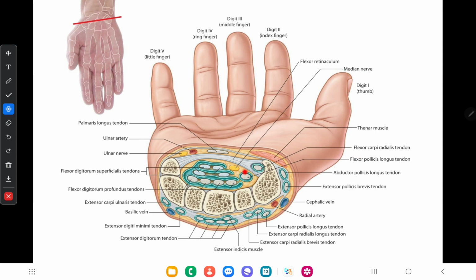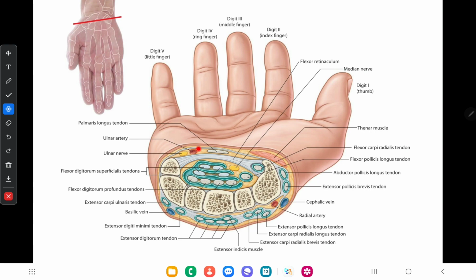Those long flexor tendons are also covered by their own synovial sheaths. You can see in blue color lines their own synovial sheaths and those tendons. But you have to remember that the palmaris longus tendon is not a content of the carpal tunnel. Also, the ulnar nerve and ulnar artery are not contents of this carpal tunnel. They lie outside the carpal tunnel.